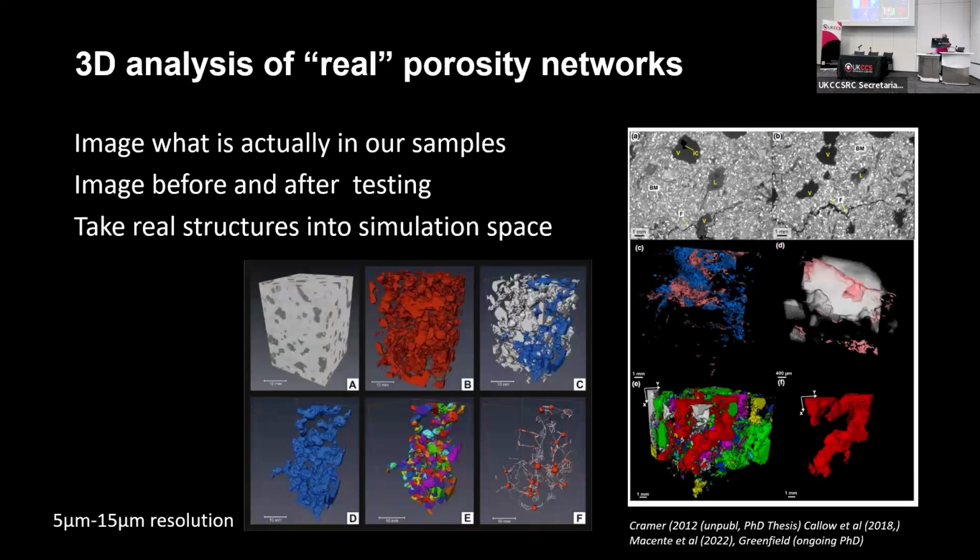So in terms of how we use this for CCS, we use our 3D data to get an image of what's actually in our samples. We can do before and after imaging, which we've already seen a little bit of today. We can do imaging during the experiments as well.